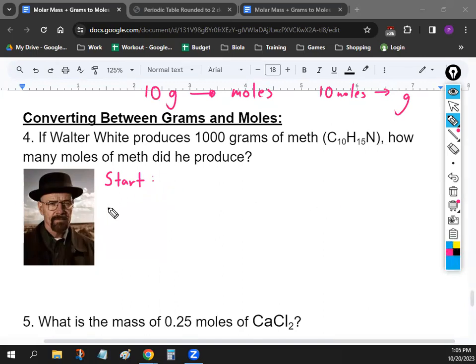And then after that, you want to figure out what you want to end up with. So you want to figure out what you start with and then what you want to turn that number into. If we take a look at this problem, you'll see that the only number that we start with is 1,000 grams. And so that is going to be your starting number, 1,000 grams.